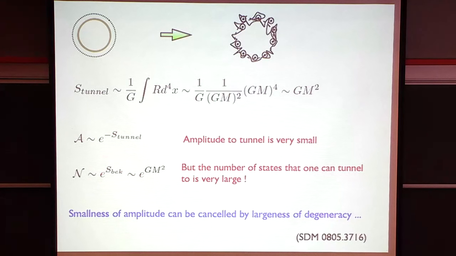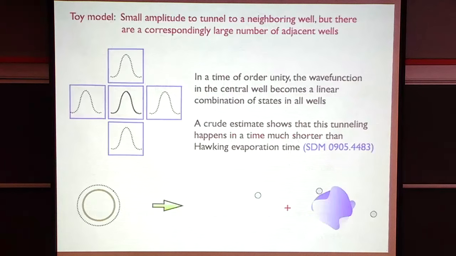But the magic which can happen for the black hole is that the number of states to which you can tunnel is actually very large, because it's given by e to the S Bekenstein. And the Bekenstein entropy, of course, we know is abnormally large, much larger than for something like the sun. And you notice something interesting, that this factor can potentially cancel this factor. So then you get an interesting guess as to what the physics would be here. The smallness of the amplitude cancels the largeness of the degeneracy. And if that happens, you get the following kind of physics.